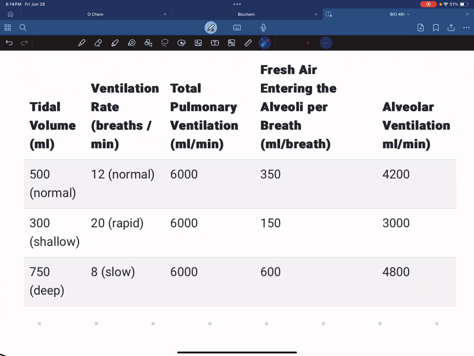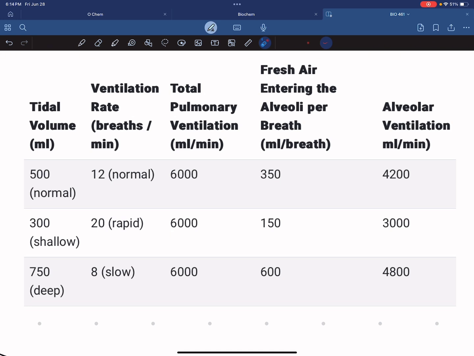So now we'll talk a little bit about this table here. This table is really important because it gives us an idea of the different types of breathing and their effectiveness. So here we have 500 milliliters, like we talked about before, which is normal breathing. Our normal ventilation rate here, we see this 350 fresh air, which we talked about, and our alveolar ventilation, or how well our ventilation is working, is about 4,200, which we see there.